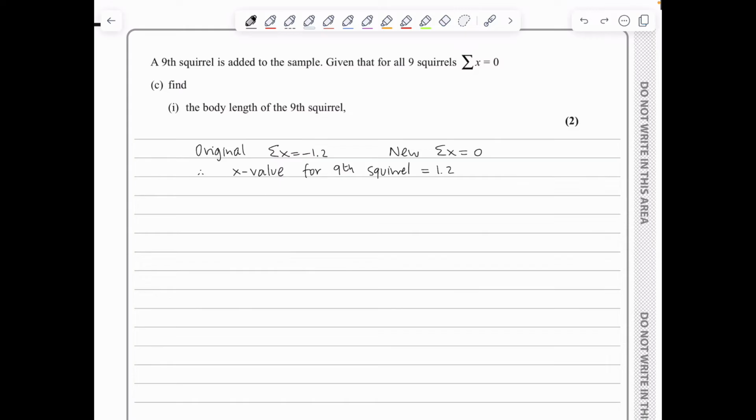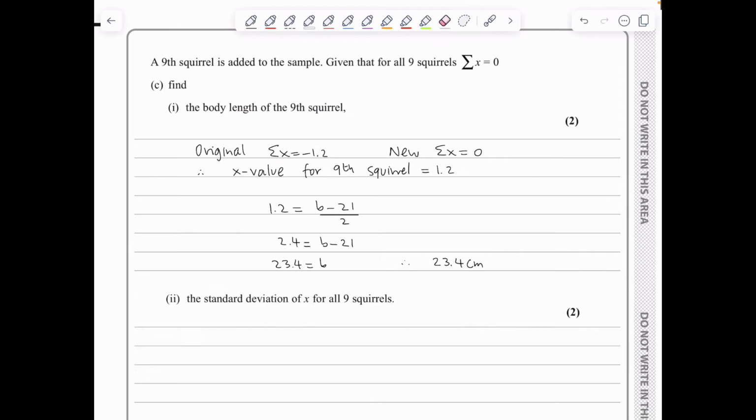So we've got x is 1.2 is equal to b minus 21 over 2. If I cross multiply, I get 2.4 is equal to b minus 21, which means that we get b to be 23.4, and therefore the body length of the ninth squirrel is 23.4 centimeters.